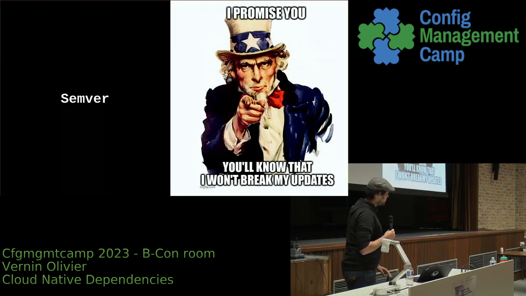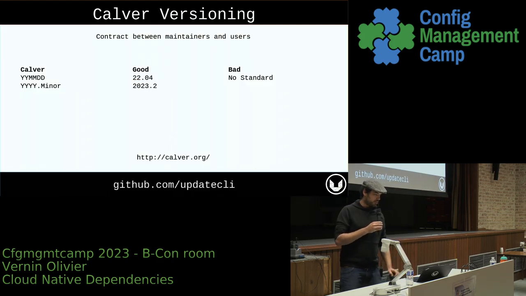So there is just one thing to keep in mind when we use semantic versioning, is that the maintainer promised to the user that they don't break updates, but the maintainers don't know all the situations. So it's just based on the tests, it didn't introduce any breaking change. So we should always pay attention to what we use.